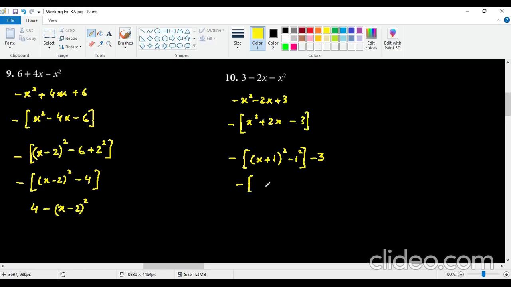And now x plus 1 square is going to be minus 3 and minus 1, which is going to give us a 4, minus x plus 1 whole square minus 4. So finally it's going to give us positive 4, and minus x plus 1 whole square.